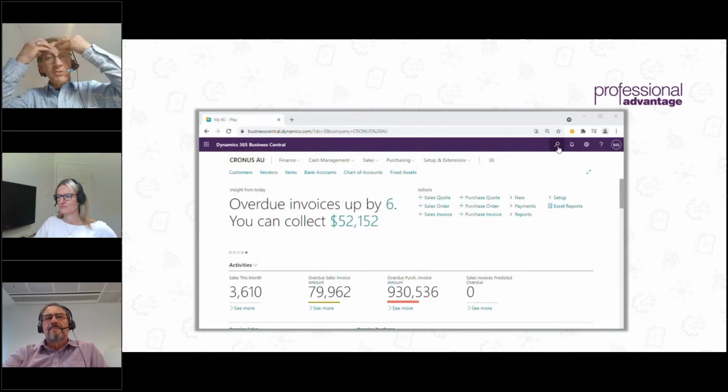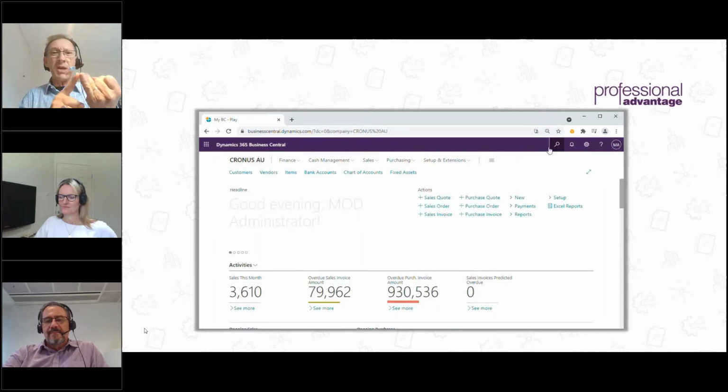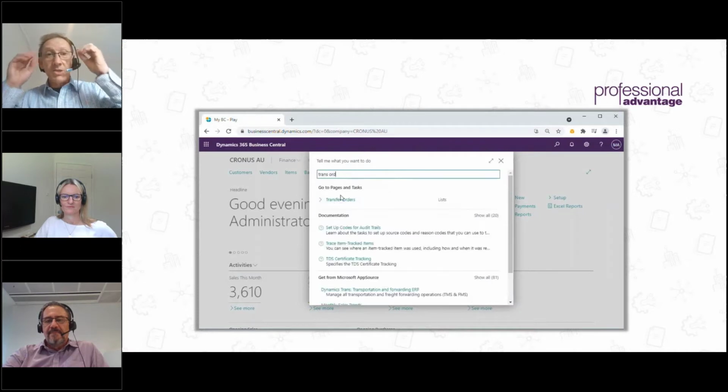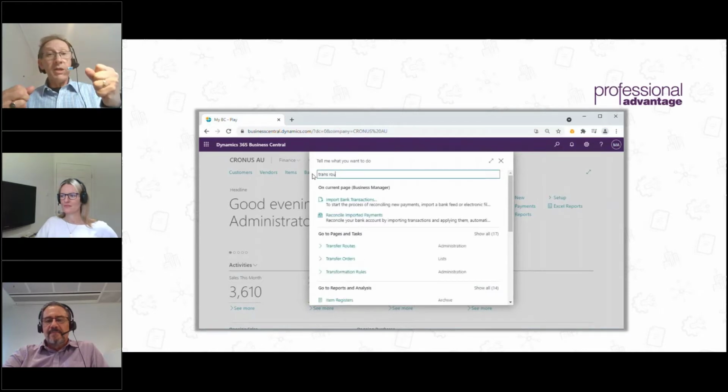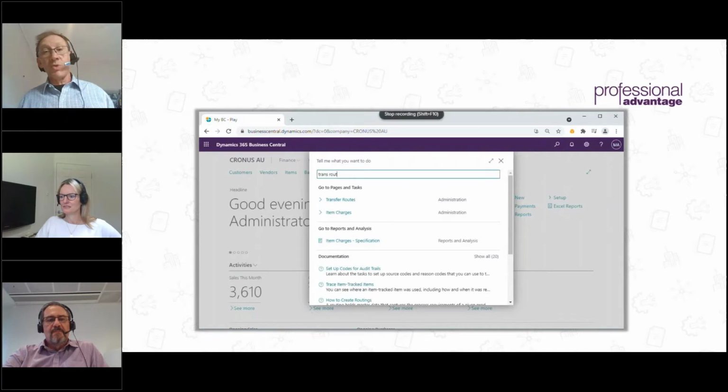and you'd go hunting through those menus. Do you remember that? Is it part of warehousing? Is it part of inventory? Where is the transfer orders page? Well, in Business Central, you simply go up to the tell me prompt, and you don't even know, you just type in transfer, whatever, maybe transfer routes. Do you know where to find transfer routes these days?